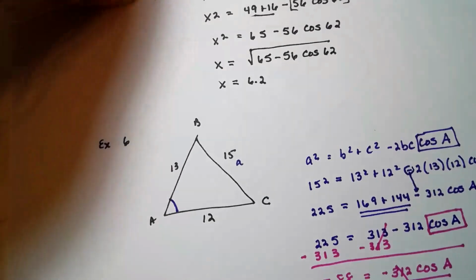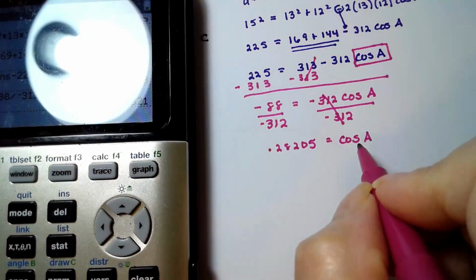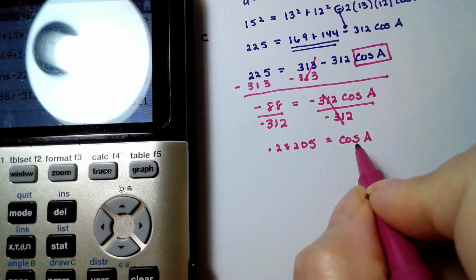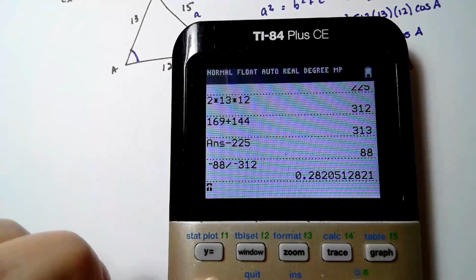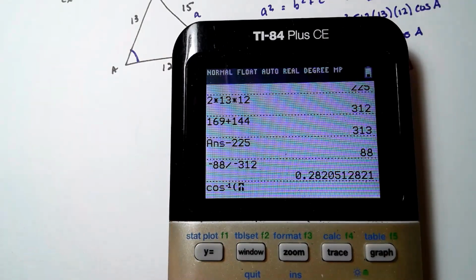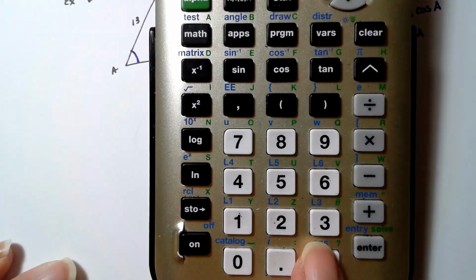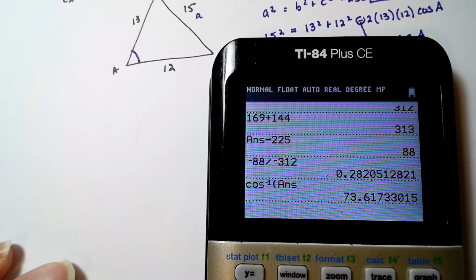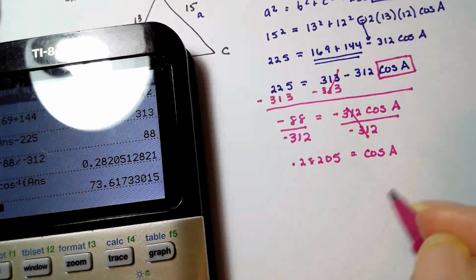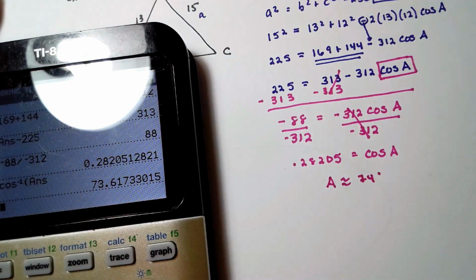Now remember, that is not an angle measure to me. What do we have to do? Remember, to get A by itself, we have to take the inverse cosine. So on your calculator, all you have to do is just say second cosine and then second minus key down at the very bottom. It's going to put the answer from above in there for you so you don't have to retype it, and hit enter, and it's about 74 degrees. So we would say A is approximately 74 degrees.